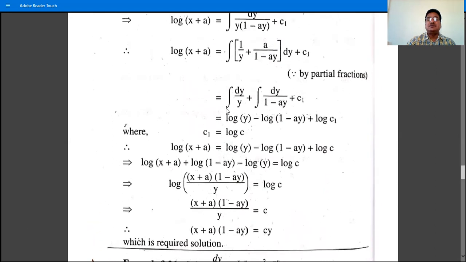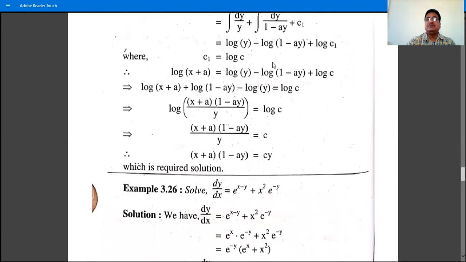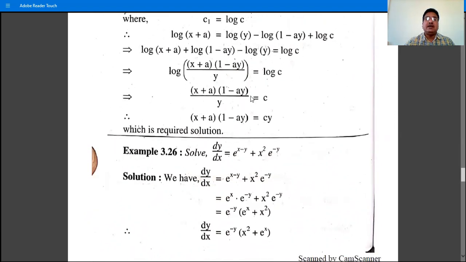Log x plus a is equal to log y minus log 1 minus ay plus log c. So suppose c1 as log c, so write here log c, and then we use the rule of log a minus log b. Shift these two quantities to LHS, this becomes minus and this becomes plus. And then use the rule log a plus log b is log a into b, and log a minus log b is log a by b. So we have log x plus a into 1 minus ay divided by y is equal to log c.